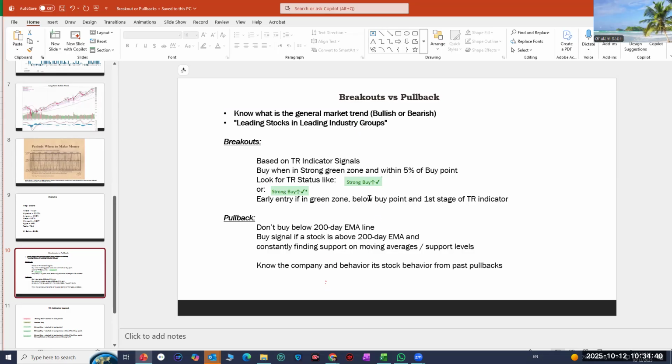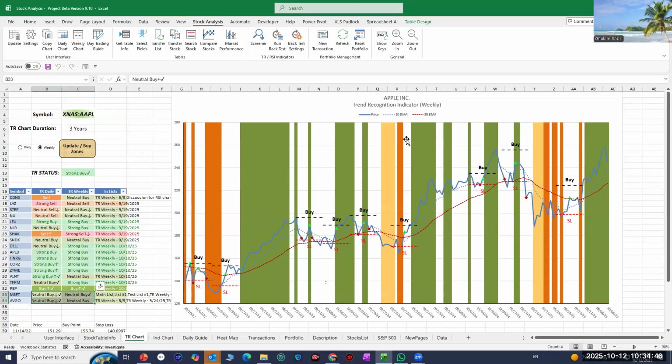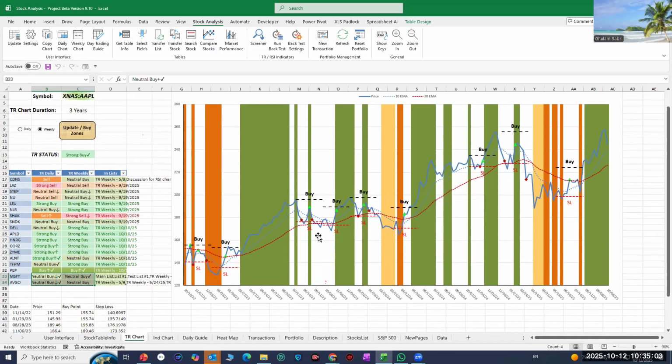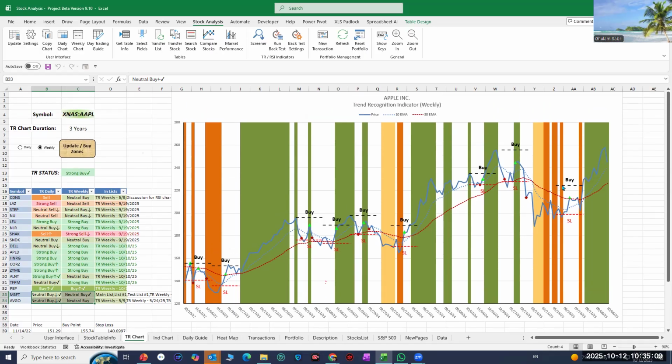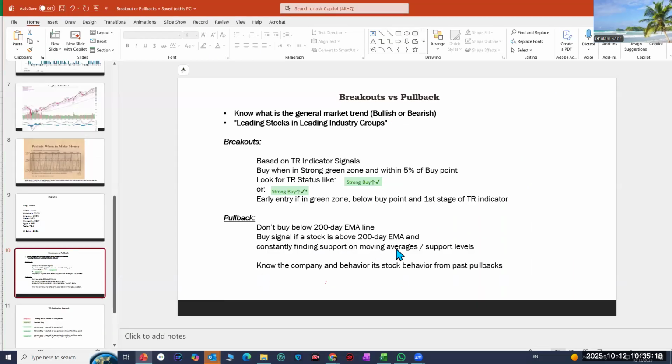Early entry, if in green zone below buy point in first stage of TR indicator: sometimes we take higher risk, only when the market is in our favor. And we see, okay, first stage has occurred, green zone has not appeared, but we know that the stock has already found a support just below it, just like here. So there are strong chances that the stock will defend this stop loss level and this support level here. Then we go and make an early entry, because we want to have a higher reward to risk trade as well. So different strategies are adopted at different points of time. Now that was the breakout strategy.